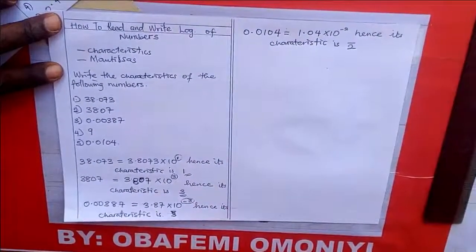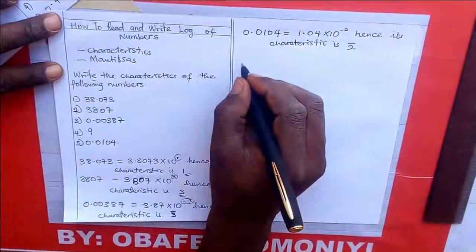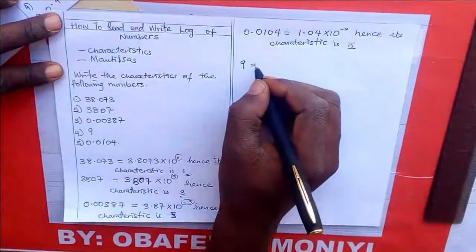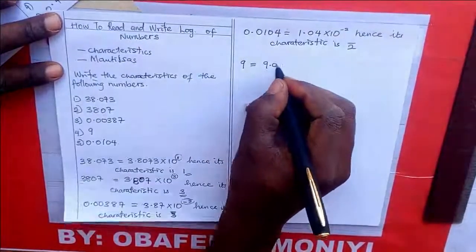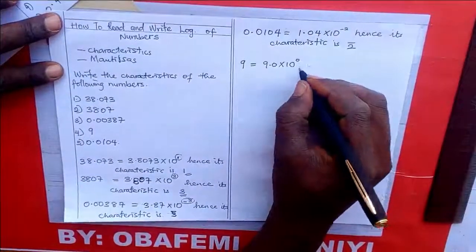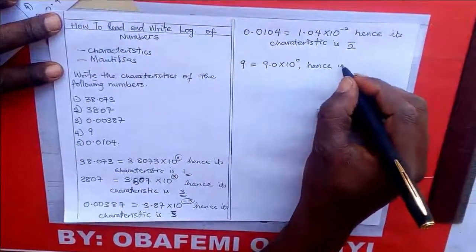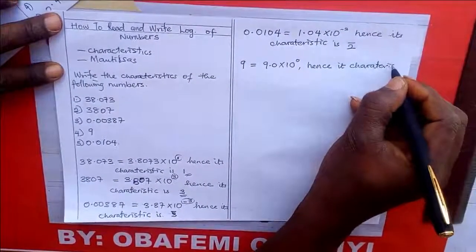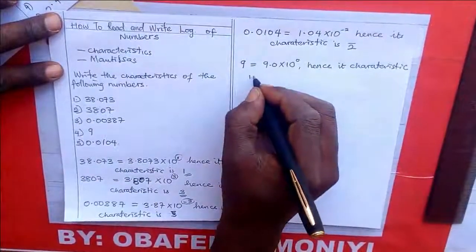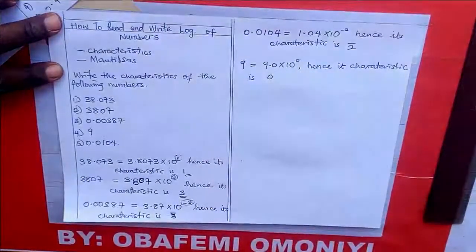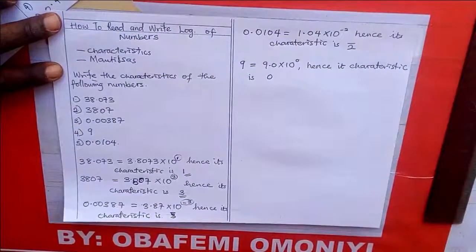I skipped one intentionally. That is number 4, 9. How do you write 9? You write 9 as 9.0 times 10 raised to the power of 0. Hence, its characteristic is 0. Why? Because this n here is 0. So I believe at this point you've known how to read your characteristic.